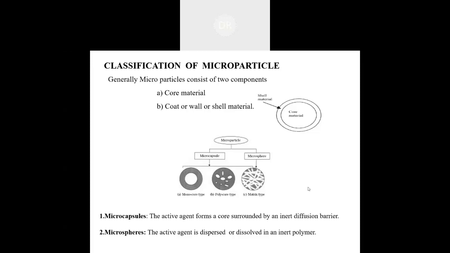Depending on the structure of the core material, it has been divided into three major groups. The monocore type means it has a single core material in the capsule. Then polycore type has multiple core materials in the capsule, and matrix type has a matrix cavity in the microcapsule. Next, please.